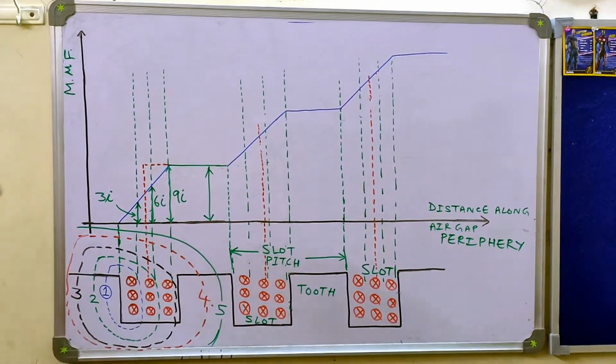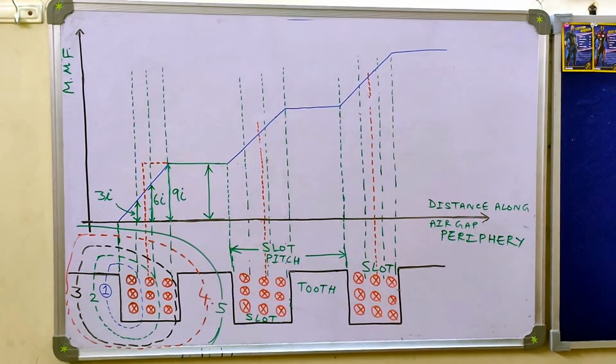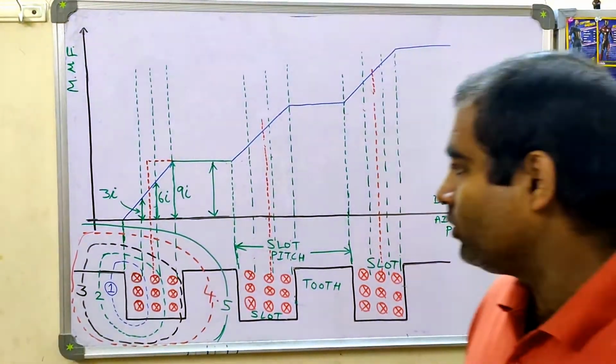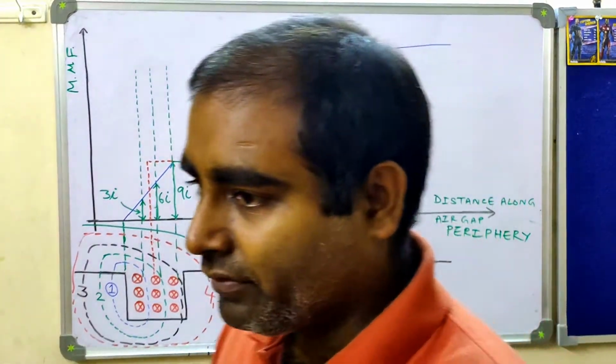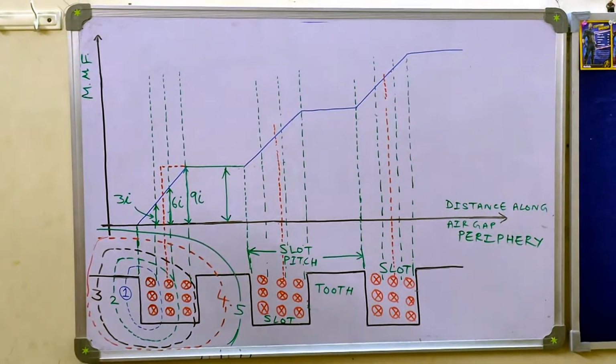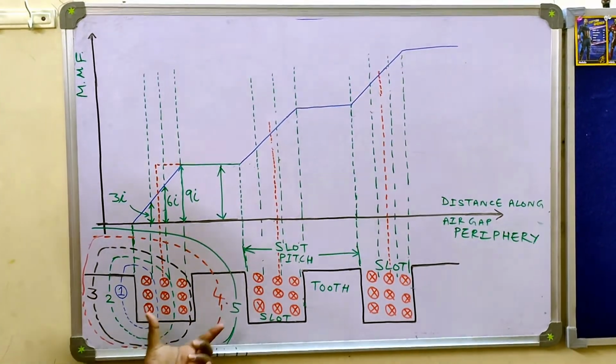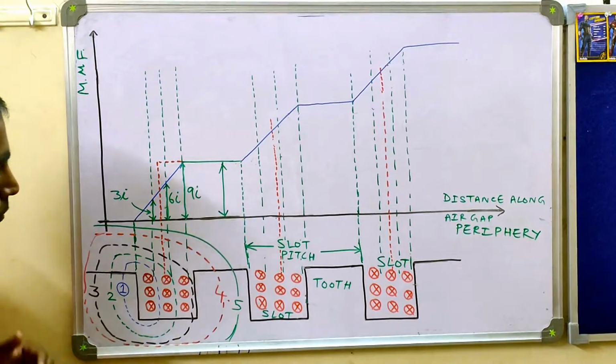Hello everyone. In this video lecture, we would like to explore the MMF variation along a slot pitch. That means we want to see what is the nature of MMF variation over a slot pitch. So what is the meaning of slot pitch?